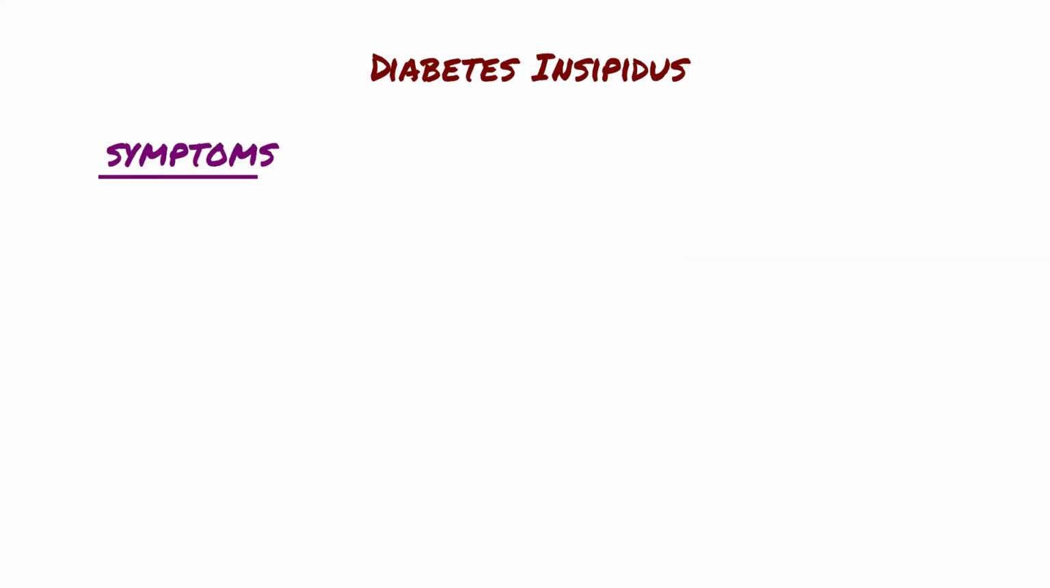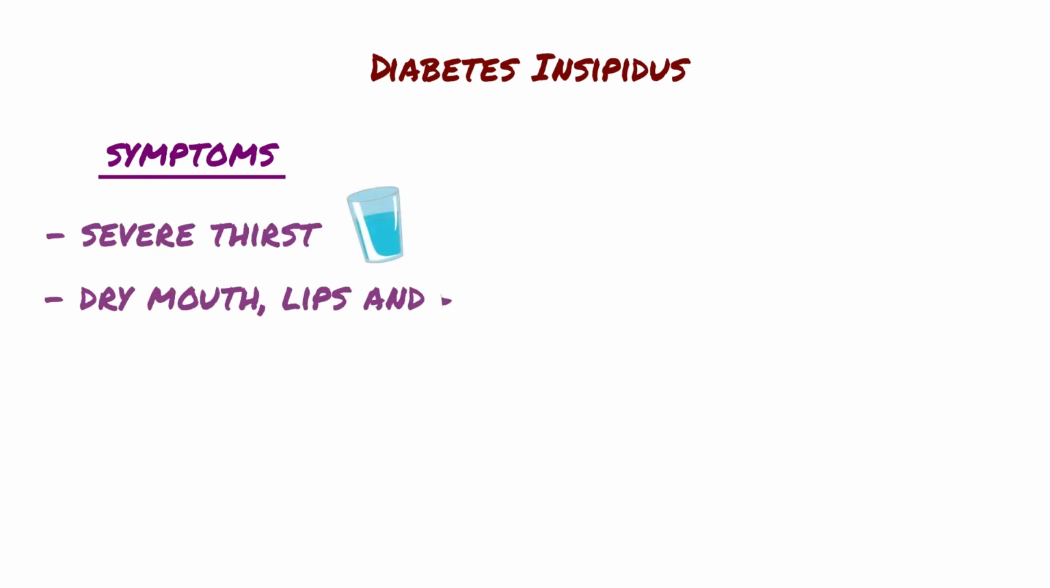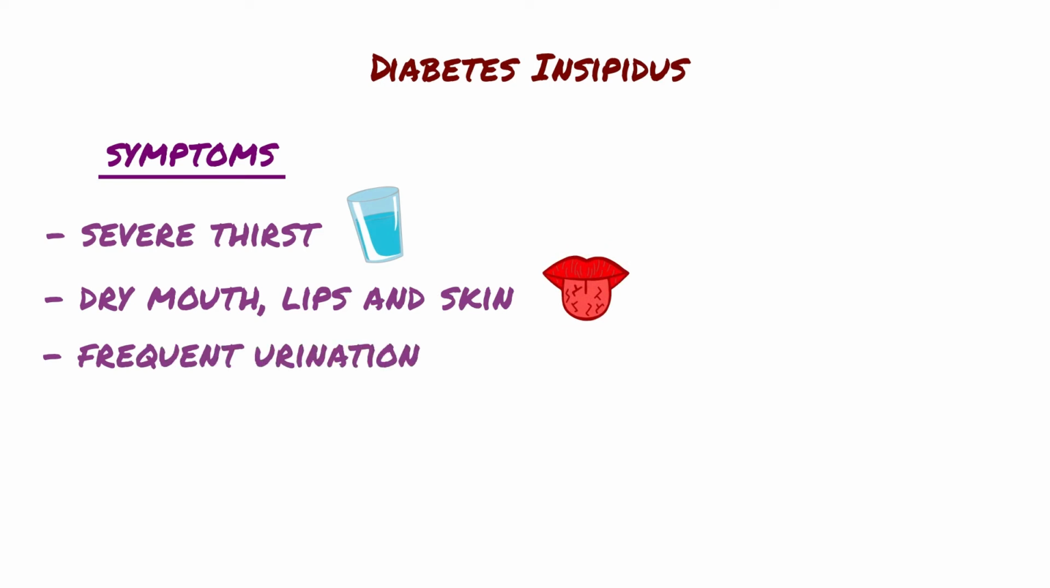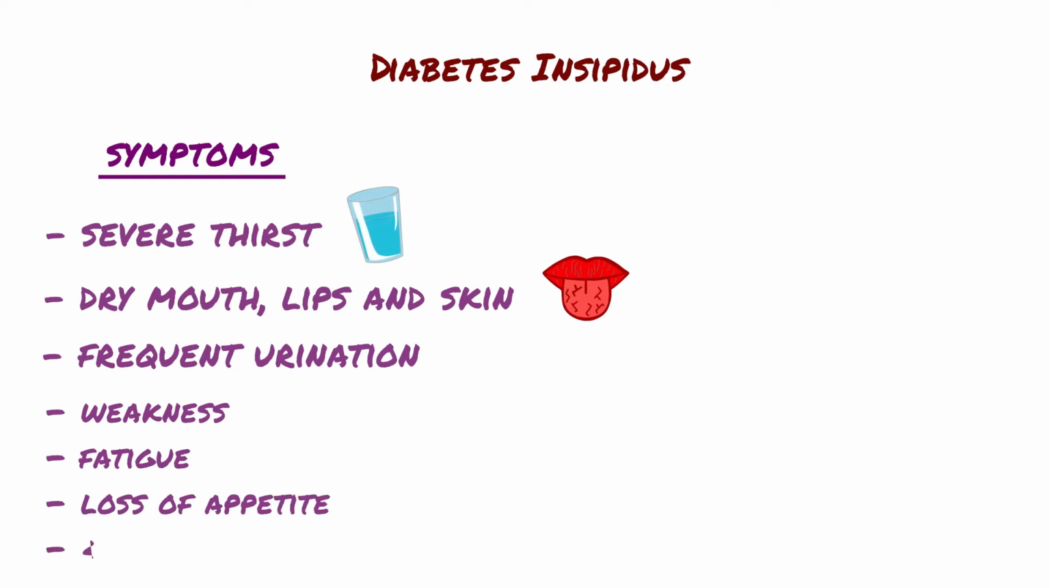And the symptoms of diabetes insipidus can include severe thirst, despite constantly drinking water, dry mouth, lips, and skin, frequent urination, particularly at night, weakness, fatigue, loss of appetite, and cramping.